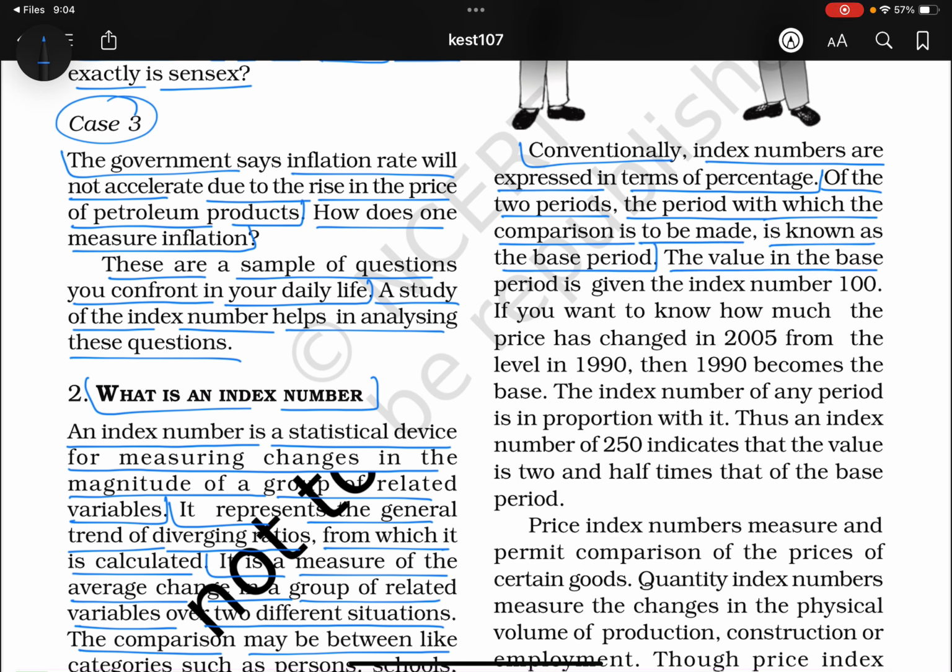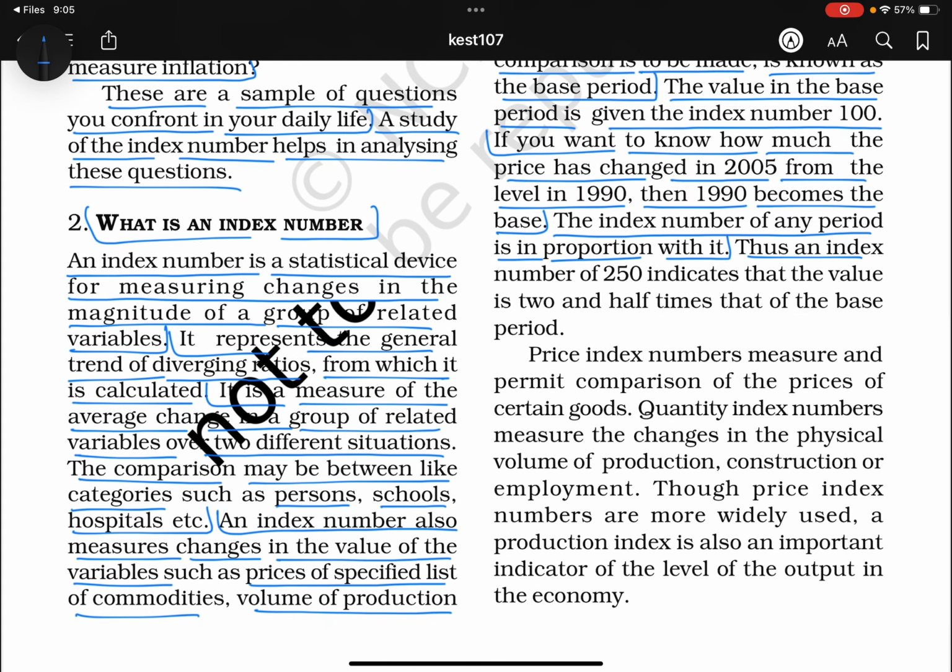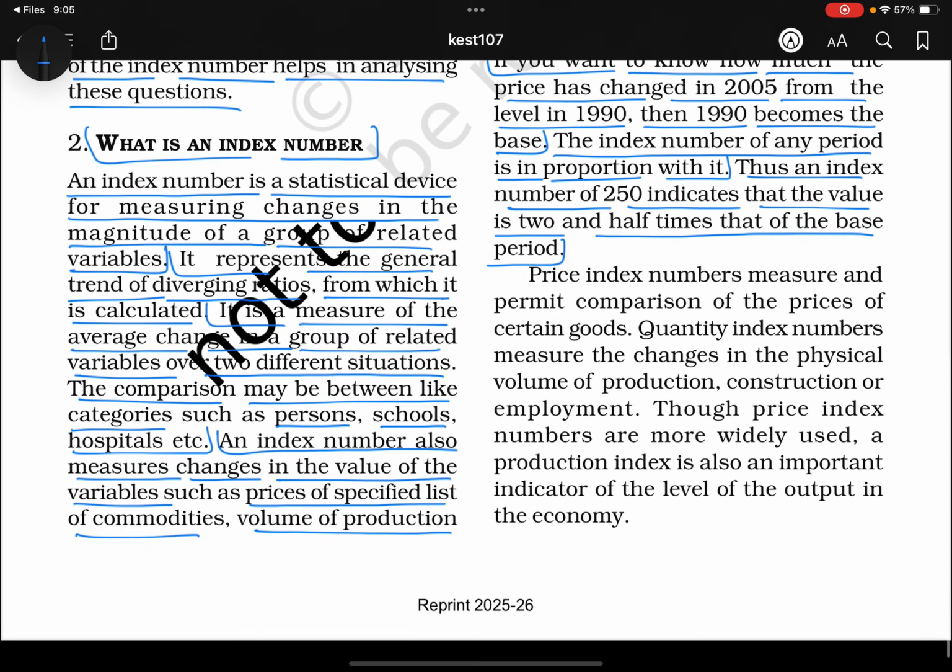The value in the base period is given the index number 100. If you want to know how much the price has changed in 2005 from the level in 1990, then 1990 becomes the base. The index number of any period is in proportion with it. Thus, an index number of 250 indicates that the value is 2.5 times that of the base period.